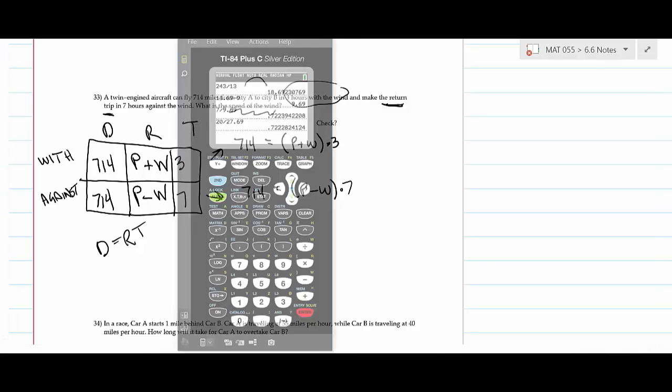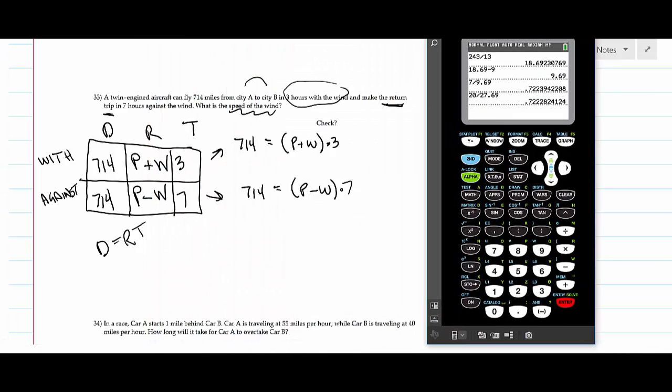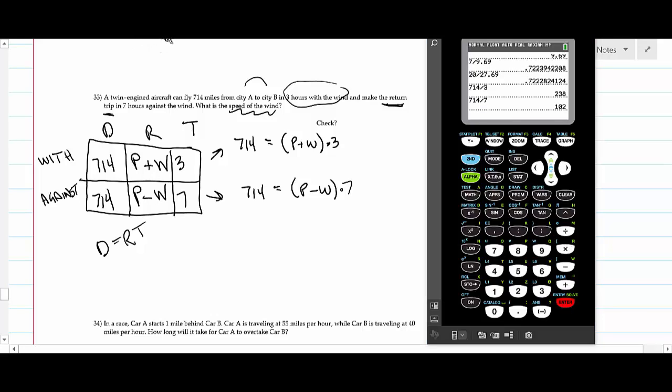Okay, so let me do my calculator and see if this works out. I always like to do it this way because if they turn out to be whole numbers, it's a little easier. So if I divide by 3, that'll give me a whole number. And if I do 714 divided by 7, that also works out. A lot of times these problems are designed that way to make it simple. So I'm going to divide that by 3, then I'm going to divide that by 7.